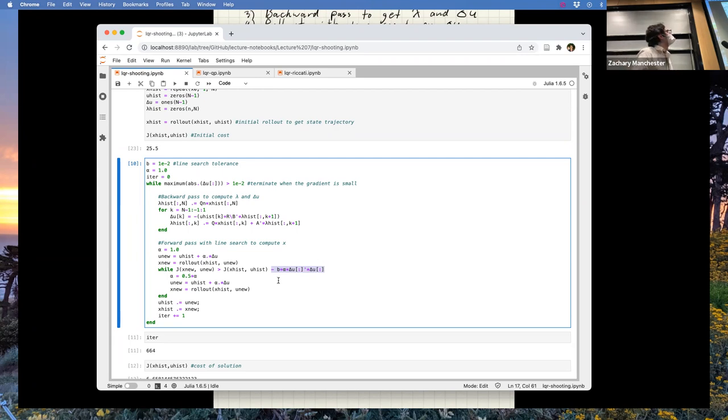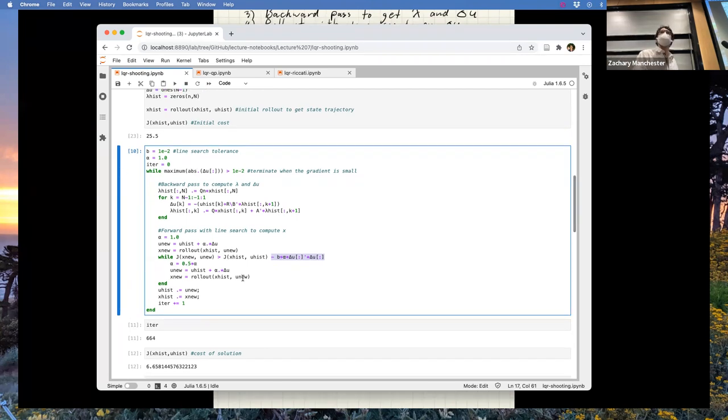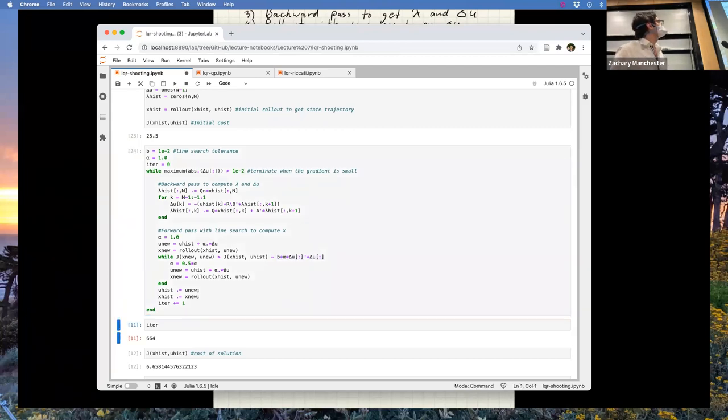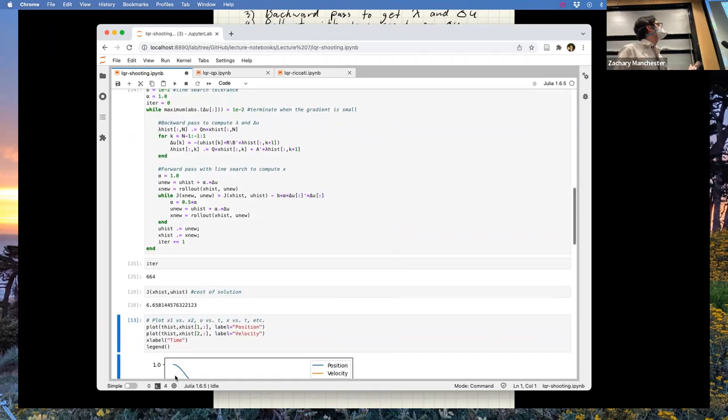Think about it. Okay, so we go ahead and roll it out with U plus alpha delta U. We check the Armijo condition and chop alpha in half until we get a good decrease, just like before. Cool? Any questions about all that? All right, let's go ahead and do it and see how it does. About 600 or 700 iterations, and obviously the cost went down, and we think this is about the minimum.